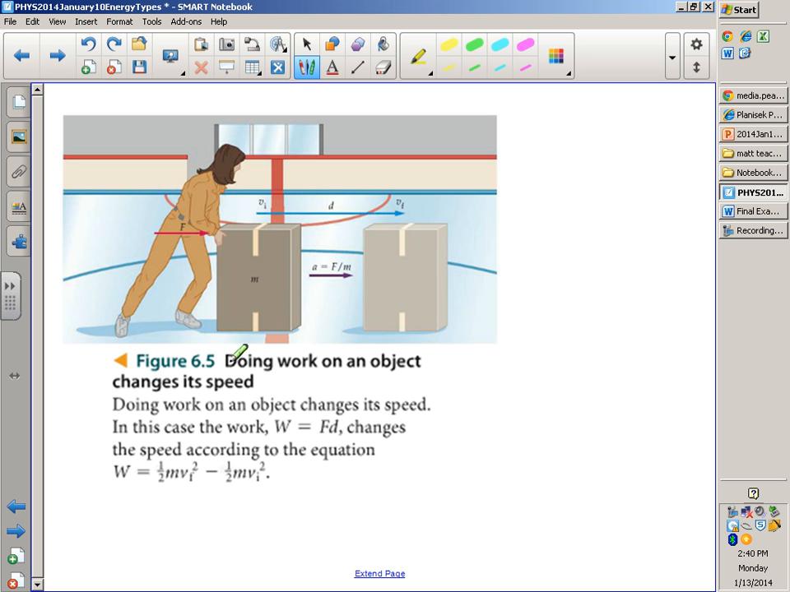But when she does that, right, doing work on an object changes its speed. In this case, what would we see about the speed of the box? What would happen to the speed of that box? It would increase. We talked about other situations where the speed might decrease, right? If we talk about negative work, right? But in this case, positive work, increase in speed.